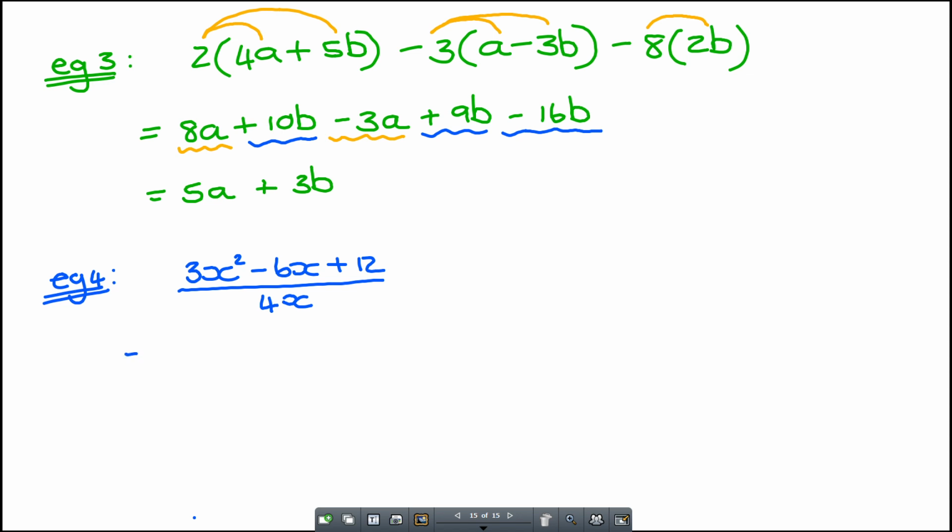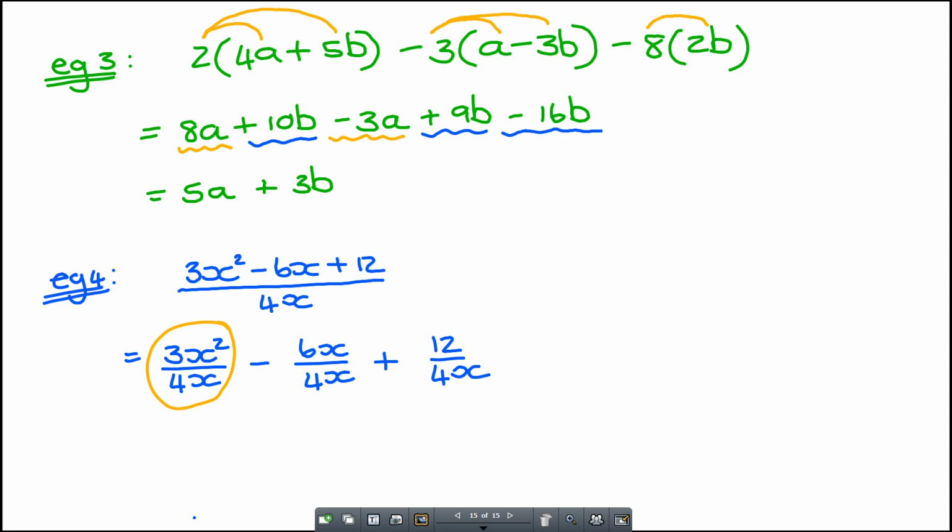Can you see they have the same denominator, 4x? So let's just put them separately over 4x. So then I'll have 3x squared over 4x minus 6x over 4x plus 12 over 4x. Do you guys agree? Because now I have 1 term at the top and 1 term at the bottom each time, so I can cancel out.